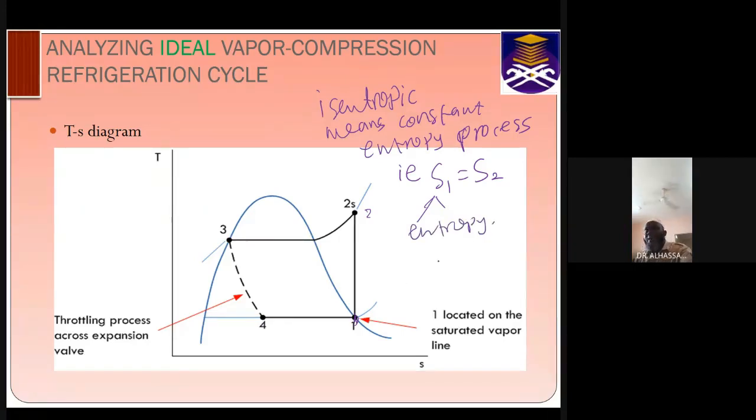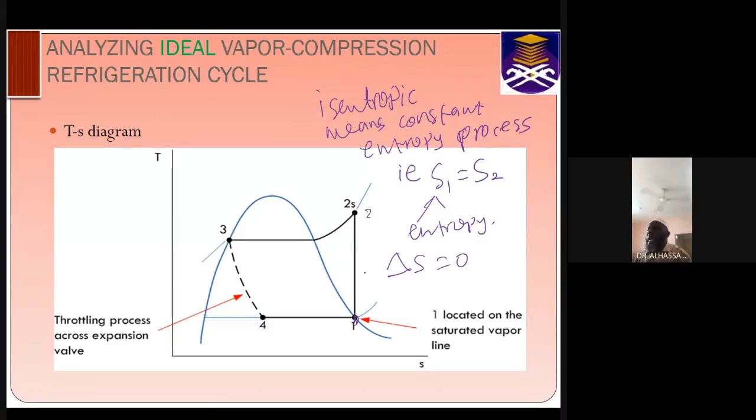Just like we have isobaric, constant pressure, isothermal, constant temperature, adiabatic, no heat transfer, isochoric, constant volume, and so on and so forth, same as we have isentropic process. Isentropic process is a process during which the change in entropy between the two states remains the same. You understand me? In other words, delta S is always equal to 0 for all isentropic processes. That's why you have a vertical line over here, S1 equals to S2.